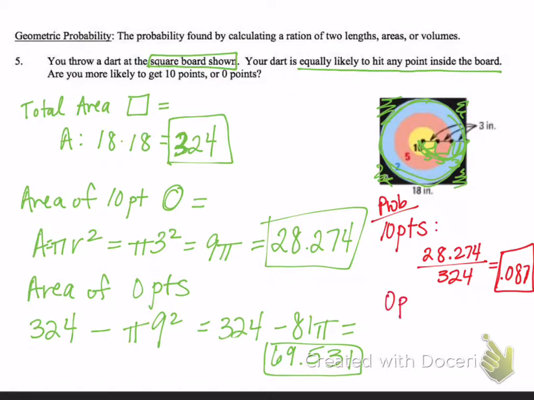And for 0 points, I'm going to do the same thing, 69.531 over 324. And you should get 0.215. So whoever made this dartboard is evil. There's a 21.5% chance that you get no points. What if you have skill?